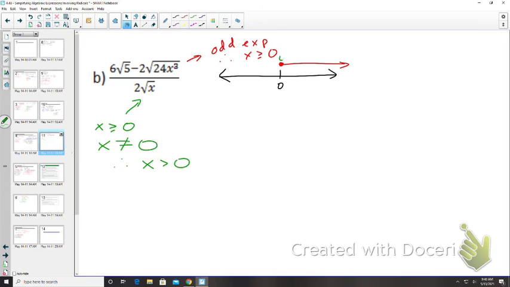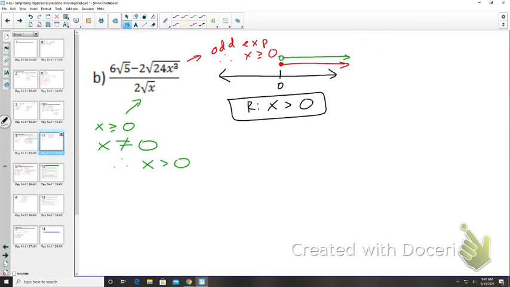So we're going to have an open dot on 0 again, and that is going to the right. Now, we need to ask ourselves, where do they both agree? They're both on 0, but only one of them does not include 0. So our restriction is x must be greater than 0. That is where they both agree.